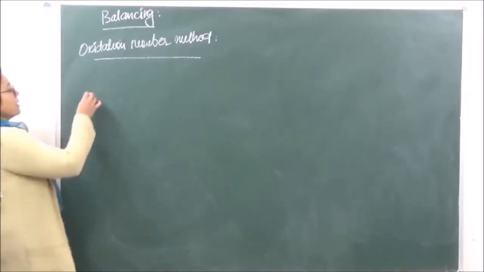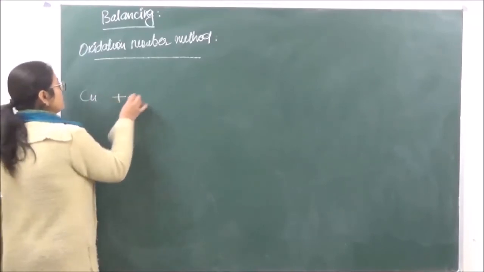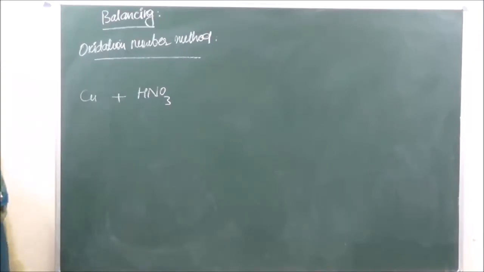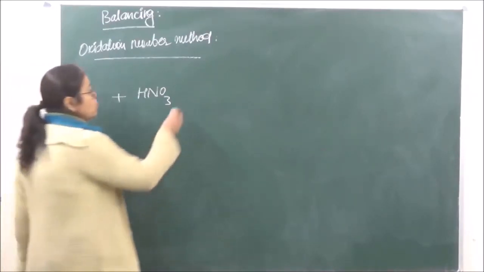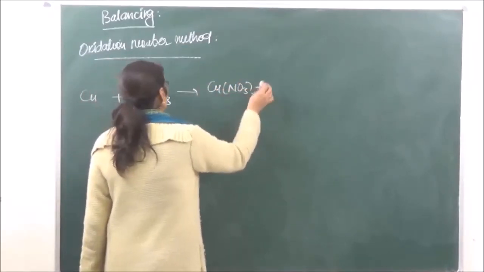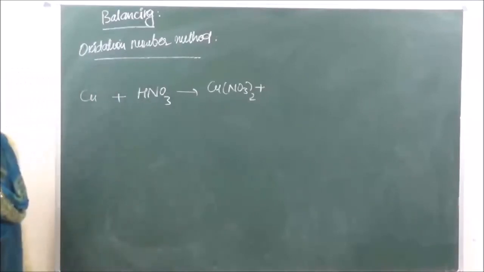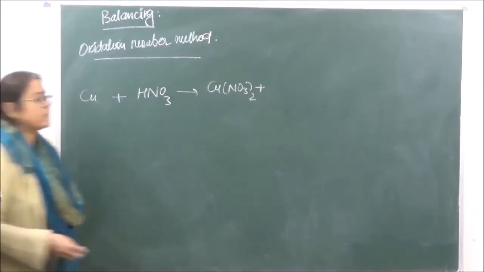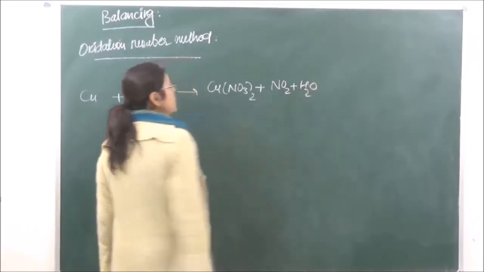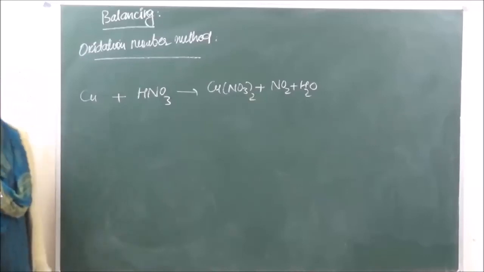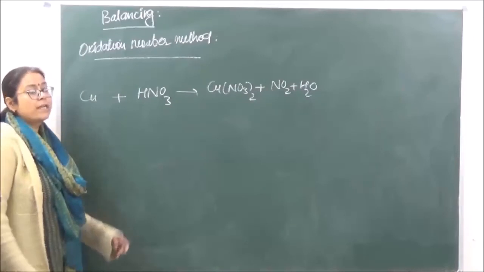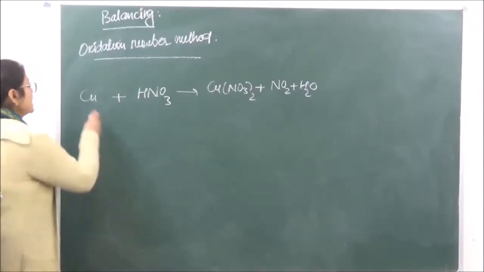We are taking Cu plus HNO3 to give us Cu(NO3)2 plus NO2 plus H2O. So over here you need to write down the oxidation states of each of the main elements apart from hydrogen and oxygen. Okay, so let's see over here.